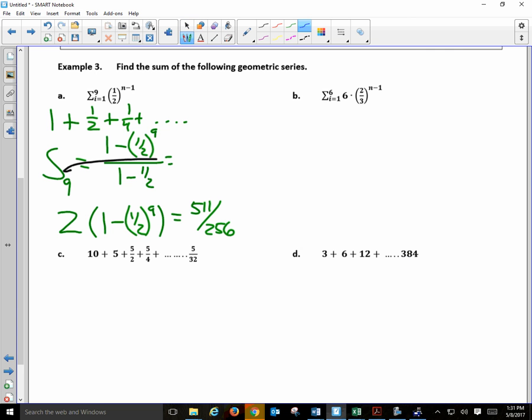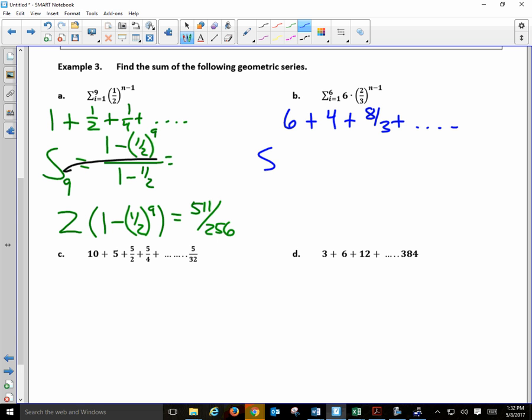Letter B. Okay, first term. What is it? Nope, 6. Well, 2/3 to the 0 is 1 times 6 is 6. Let's do another one. Then I plug in 2, and I get 2/3 to the 1 is 2/3 times 6 is 4. And then 2/3 to the second power is 4/9 times 6 is 24/9 or 8/3. And we don't need to know the last term here.